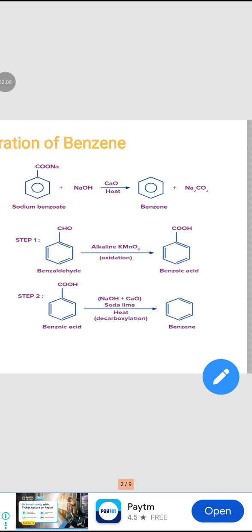So, two methods. The first method is that sodium benzoate is heated with sodium hydroxide in the presence of calcium oxide to form benzene. Then the second method is in two steps. First, benzaldehyde is oxidized with KMnO4 to form benzoic acid. Then the benzoic acid is decarboxylated with soda lime to form benzene.